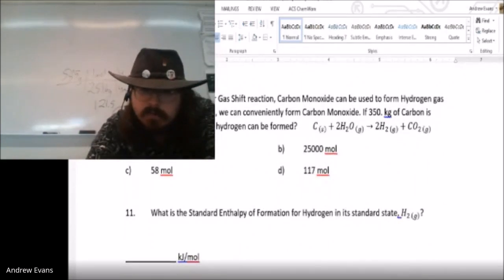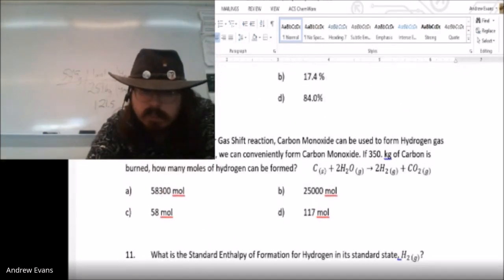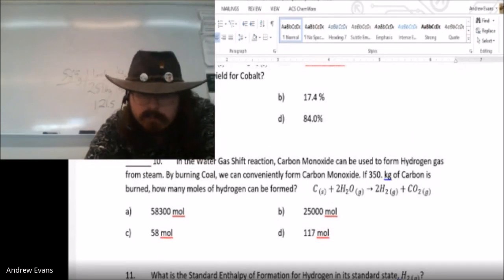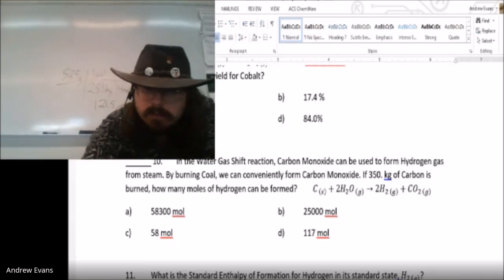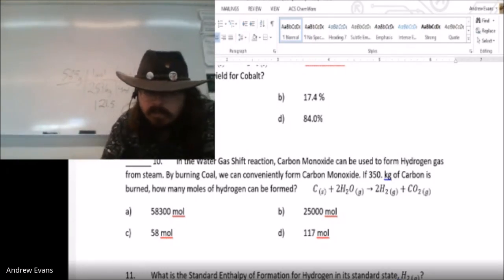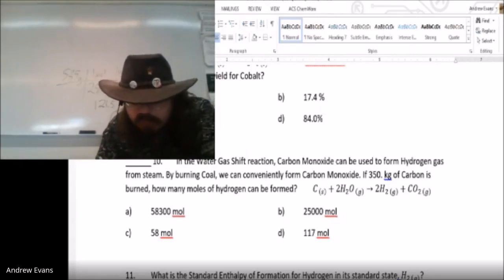Water-gas shift reaction. Carbon monoxide can be used to form hydrogen gas from steam by burning coal. If we have 350 kilograms of carbon, it burned, how many moles of hydrogen could be formed? So literally we are turning kilograms to grams to moles of carbon to moles of hydrogen. So I'm not even going to work this out.